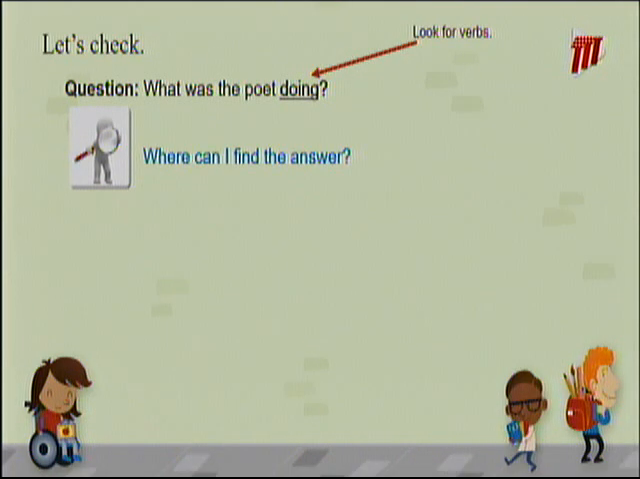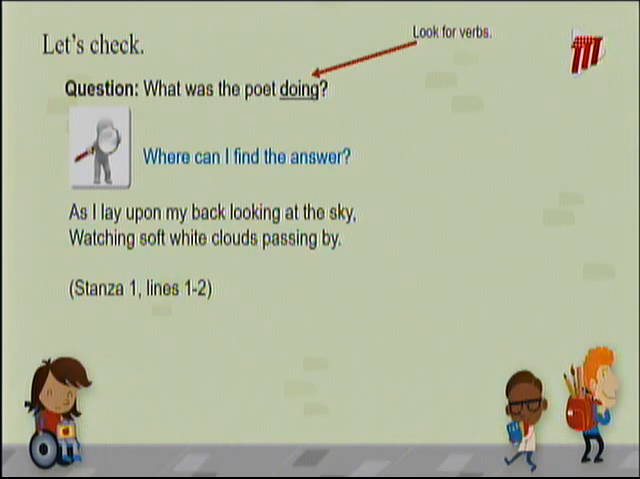Where can I find this answer? Well, we can find the answer in the very first line of stanza 1. As I lay on my back, looking at the sky, watching soft white clouds passing by. I'm sure you would have guessed it already. The poet was lying on his back looking at the clouds.